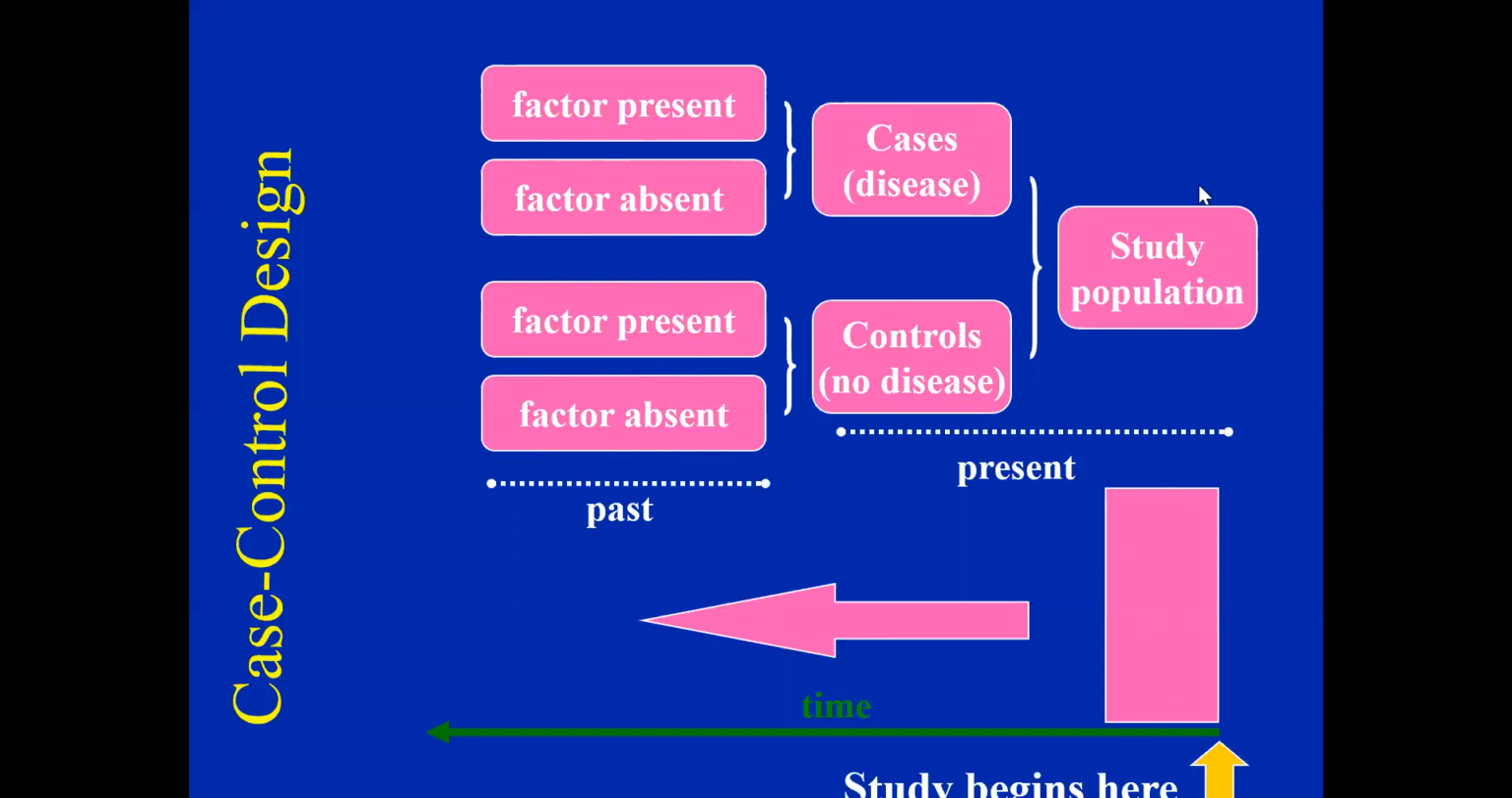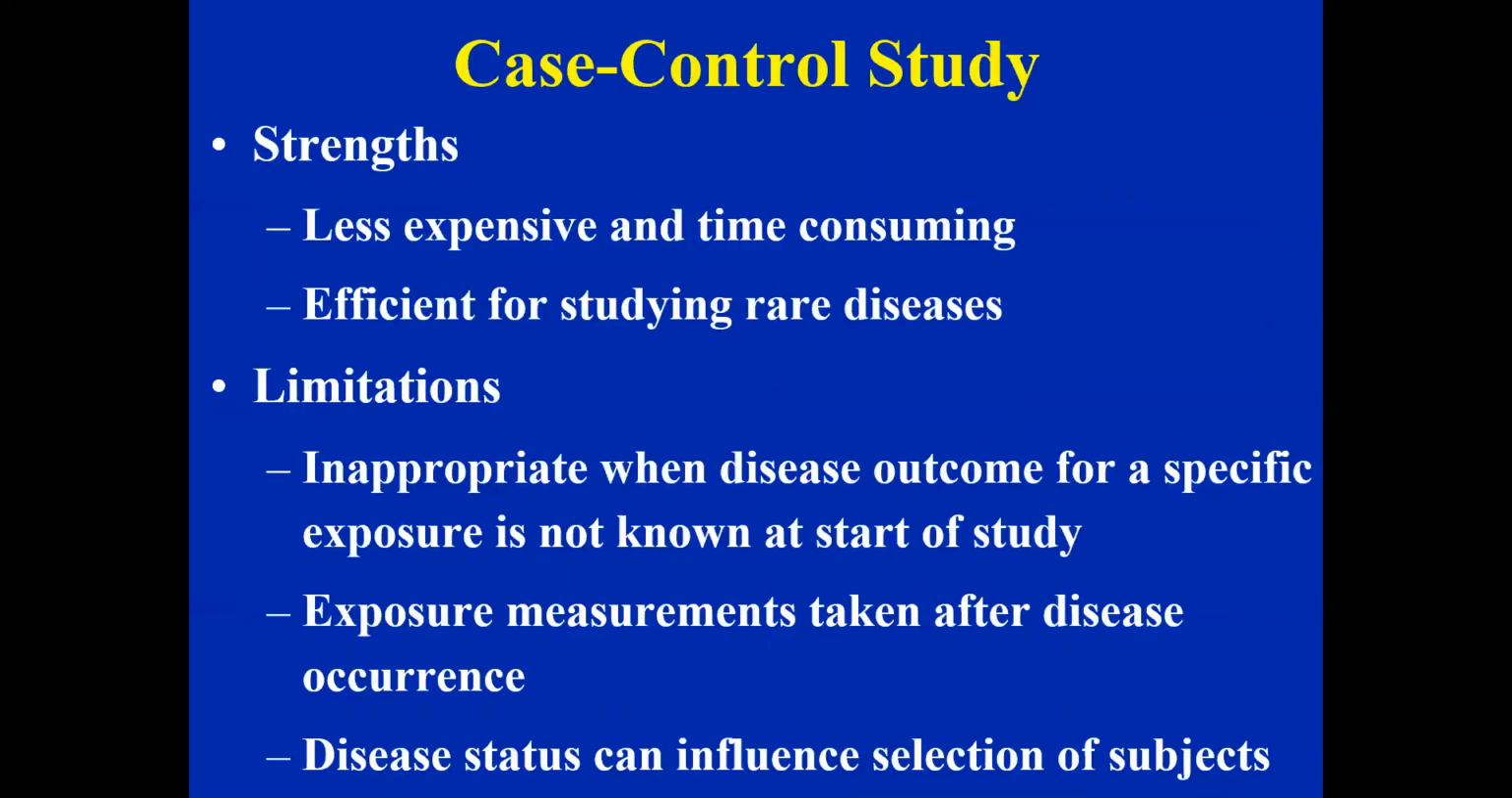So we start in a population. How do we select our study participants? We select them based on the outcome or the disease. We will have those with disease and those without disease. We then look both in cases and in controls whether the exposure is present or absent. Based on this, we can then do our analysis to see what are the risk factors of getting disease.